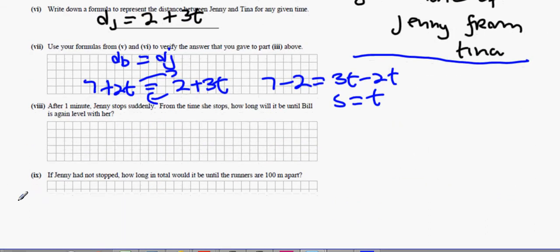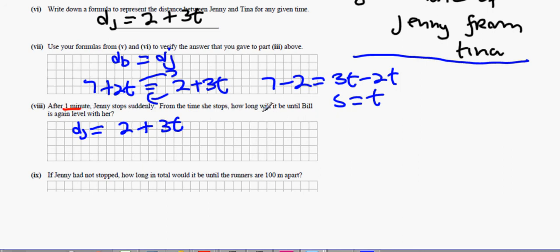After 1 minute, Jenny stops suddenly. From the time she stops, how long will it take until Bill is level again with her? Okay, so the rule is the distance Jenny has covered equals 2 meters plus 3 multiplied by time in seconds. Time for this question is a minute.